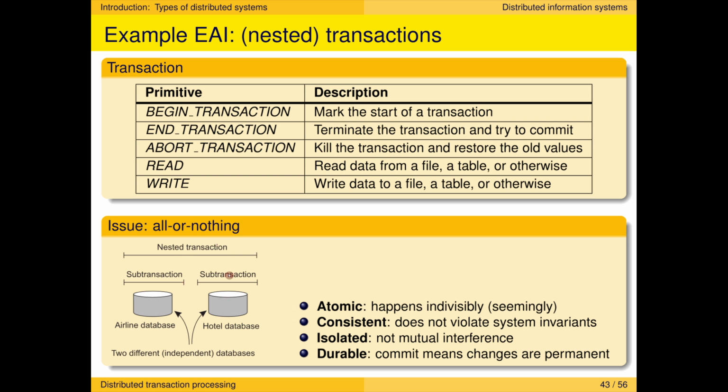But altogether, from the user's point of view and also from your company's point of view, it's a single transaction. It's all or none. So such operations should be atomic. So you either book both the plane and the hotel, or you don't book any. So it should be atomic. It should be consistent. So the system invariants should not be violated.